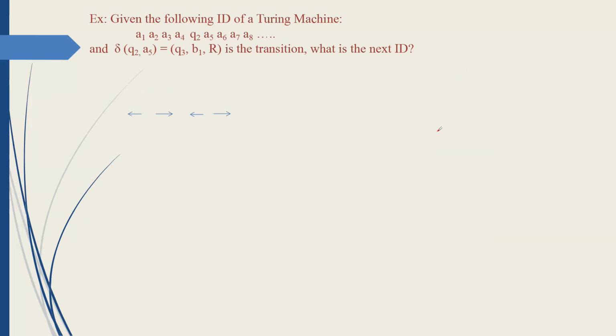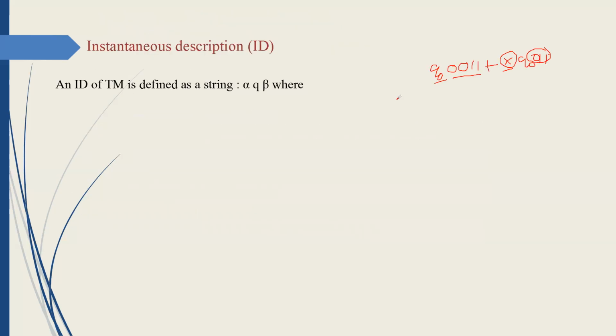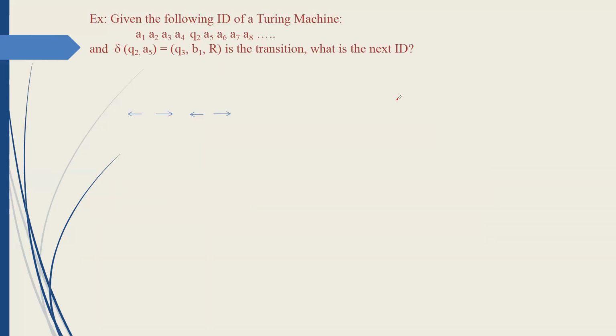Next comes, three ways are there. Which are the three ways we have seen? First is by transition table, then by instantaneous description, and then by the transition diagram. These are the three different ways to represent Turing machines. Say, for example, now given the following ID. This is one of the problems and it is very much helpful for the GATE exam.